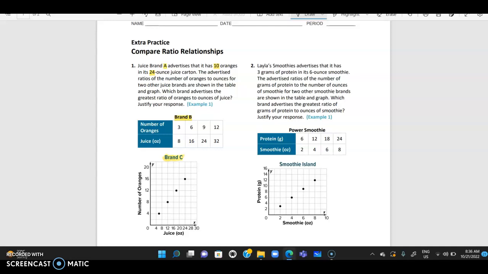So juice is X and number of oranges is Y. So this is X and this is Y. So 8 to 3, because this is very important, as I told you before, to decide which one is X and which one is Y. 8 to 3, here is 8 on X and here is 3 on Y, and I will plot it.